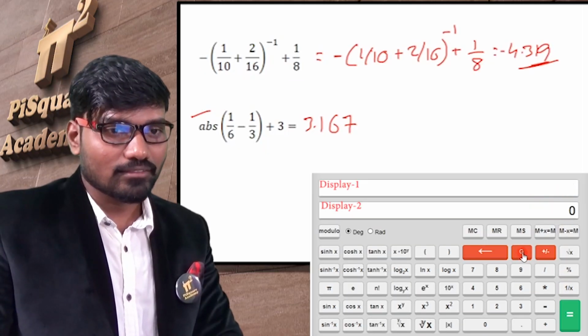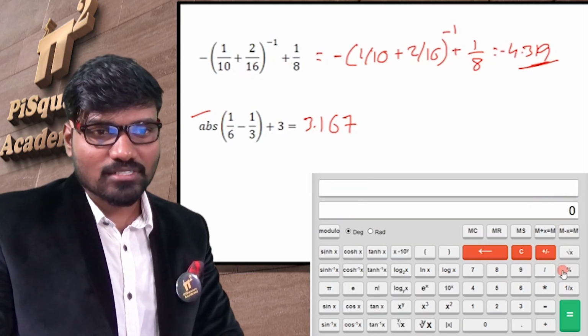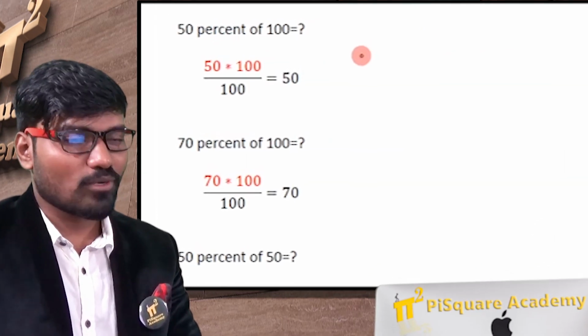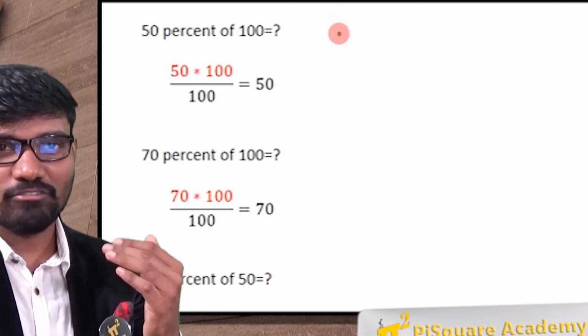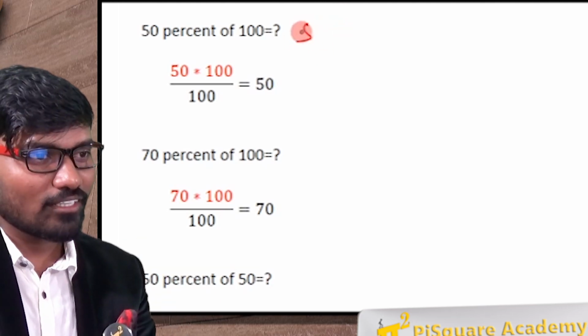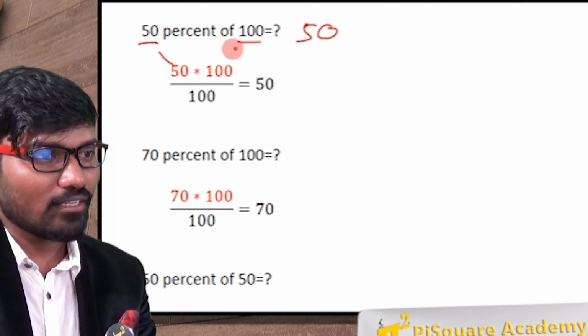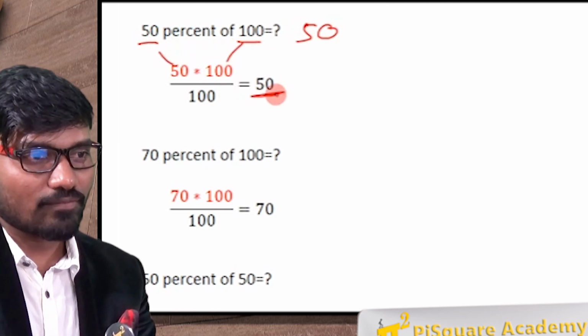Okay, let's clear it. Let me now explain the use of percentage with an example. Suppose I want to find 50% of 100. What is 50% of 100? I mean, 50% of 100 is 50. How do we get it mathematically? 50 into 100, divided by 100 will be the answer.